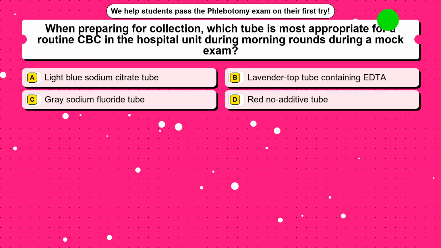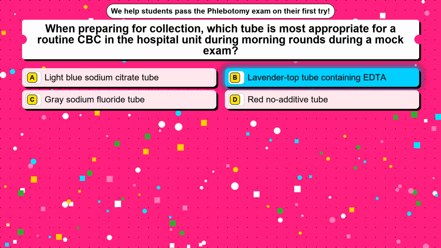Question 17. When preparing for collection, which tube is most appropriate for a routine CBC in the hospital unit during morning rounds during a mock exam? Option A, light blue sodium citrate tube. Option B, lavender top tube containing EDTA. Option C, gray sodium fluoride tube. Option D, red no additive tube. The correct answer is option B, lavender top tube containing EDTA.